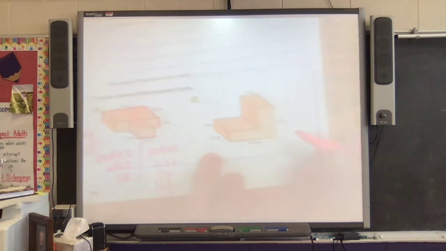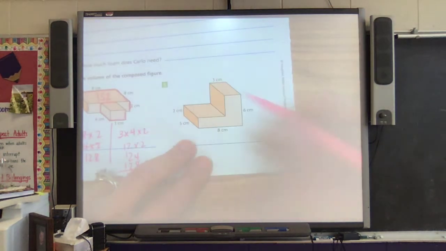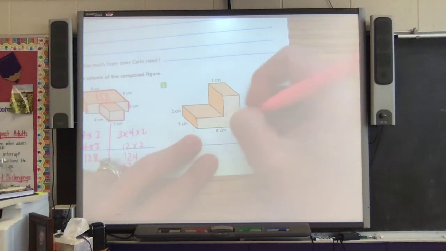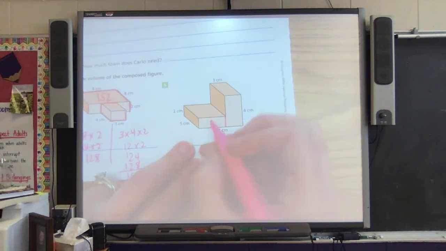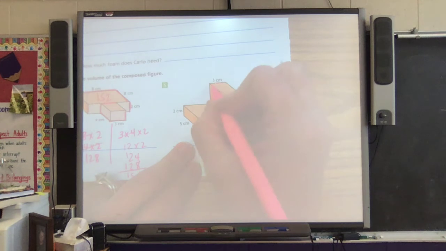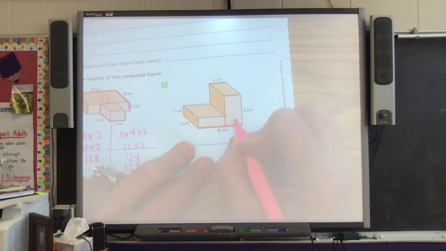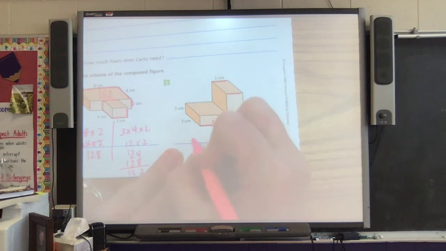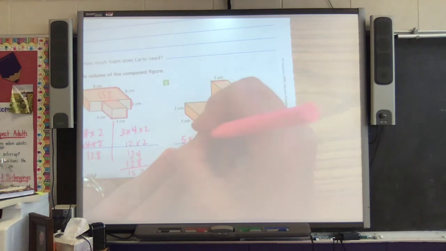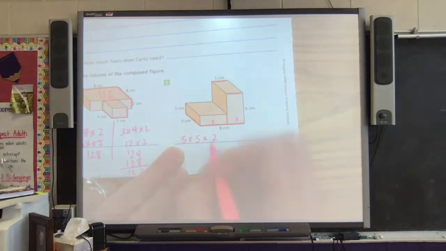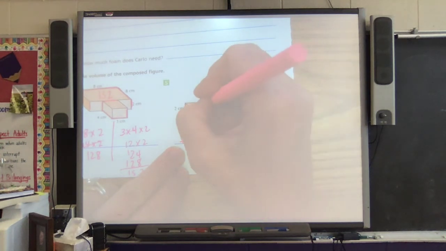We'll do this last one. And you might decide to chop yours a different way. That's totally fine. So I think I'm gonna do it like this. Okay, so I'm gonna first find this length. Well, I know that the whole thing is 8, and I know that this is 3. So I know this is 3, which means this has to be 5, because 5 plus 3 is 8. So the length of this is 5, the width is 5, the height is 2. 5 times 5 is 25, and 25 times 2 is 50.